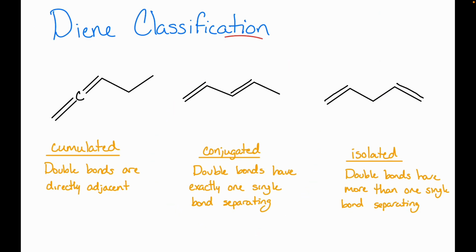So these are kind of special. All right, so let's think about why that might be for a second. Let's take a look at a regular old alkene, just a double bond. We're going to zoom in here.